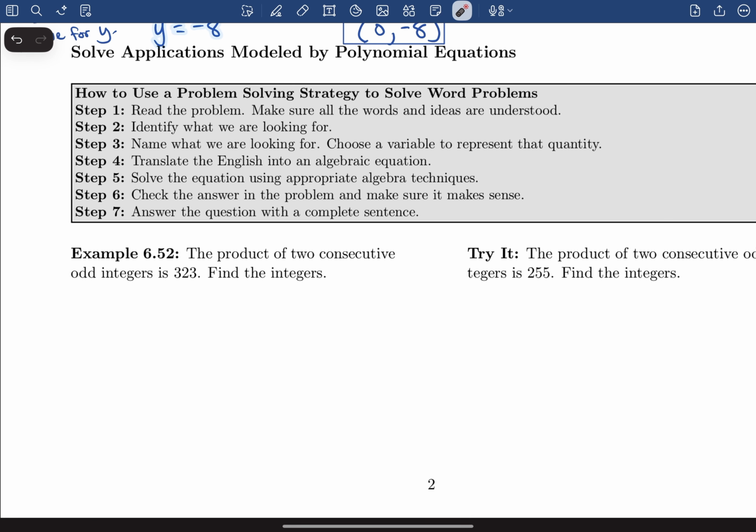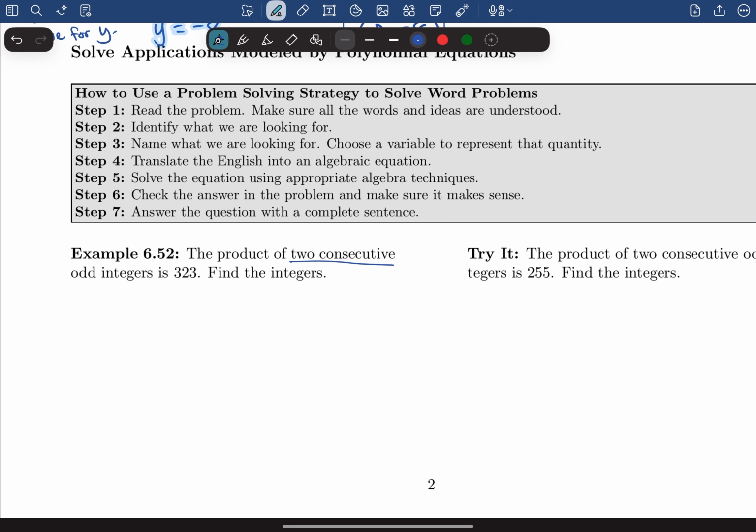Find the integers. Now, when I read this statement, my brain wants to turn this into an algebraic expression really quick. Two consecutive odd integers, we don't know what they are, but we know that odd integers that are consecutive are two apart from each other. Let me write a list of odd numbers, 1, 3, 5, 7, etc. How far apart are 1 and 3 from each other? They're 2 apart. You're adding 2 every time to get from one odd integer to the next consecutive odd integer.